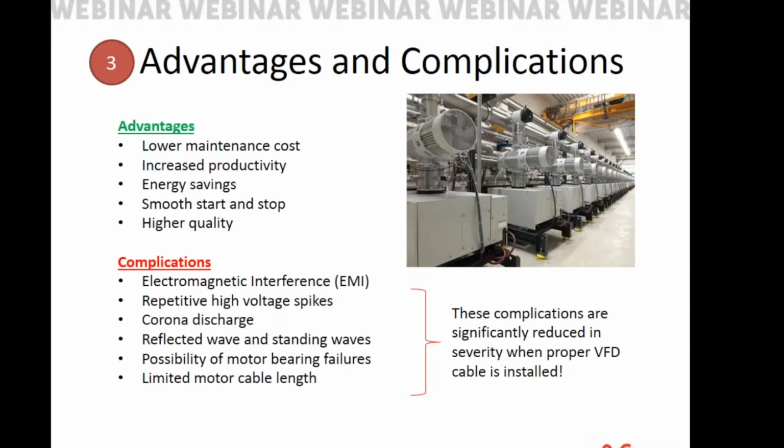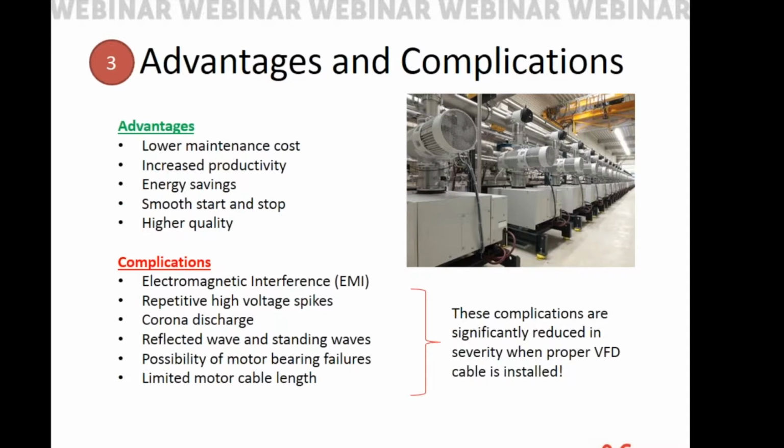There are repetitive high voltage spikes. On a typical VFD, we can expect 3.1 times nominal voltage in spikes. So for a 600 volt rated VFD, we'll see spikes of 1.9 kV, and that's very much normal. Corona discharge is also a concern, as are the reflected wave and standing waves traveling up and down the cables.